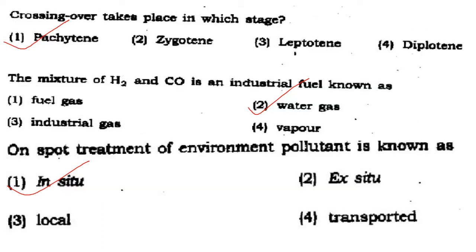Next one. Crossing over takes place in which stage? Pachytene, zygotene, leptotene, diplotene. Answer is option 1, Pachytene.